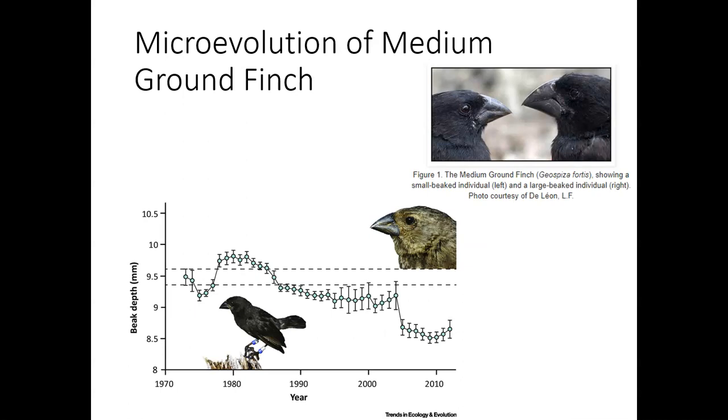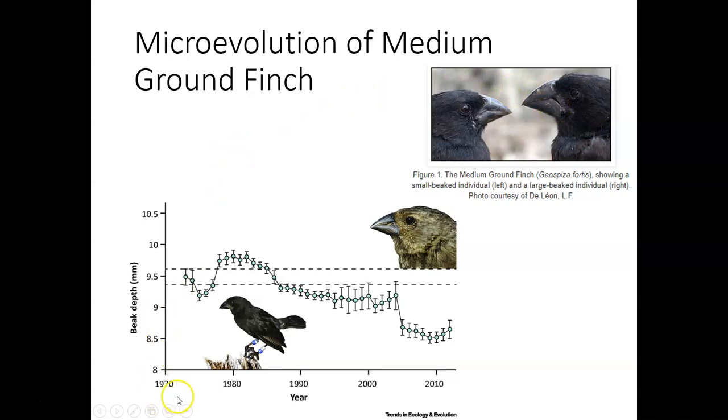One example of microevolution is exhibited by the video you watched or will watch about Darwin's finches, the medium ground finch that was studied by Peter and Rosemary Grant. Remember that natural selection occurs when there's variation in a population. And in this image right here, you can see two different individuals of the same species. This individual on the left has a shallower beak, and this individual on the right has a deeper beak. So there's variation within the population.